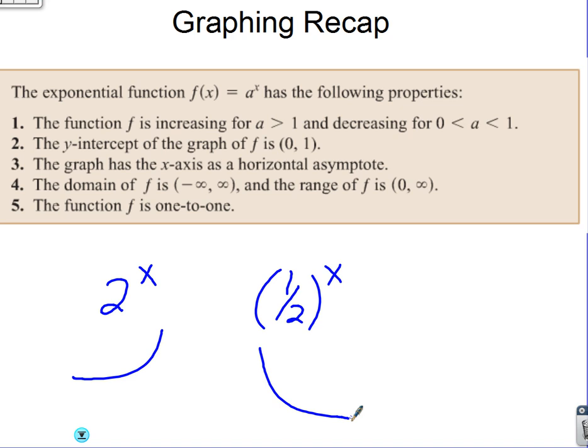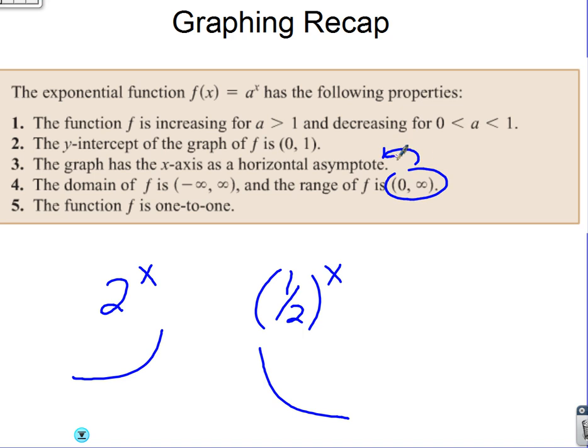The y-intercept of a graph is going to be 0, 1, unless you apply some other transformation to it, unless you stretch it vertically. The graph has the x-axis as a horizontal asymptote. It's never going to cross it. Okay? The ones that we just discussed. The domain is negative to positive infinity, and the range is from 0 to infinity. It starts at 0 and it goes up. This kind of goes hand in hand with that.